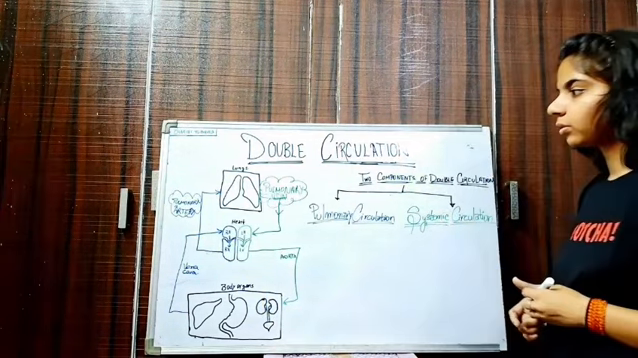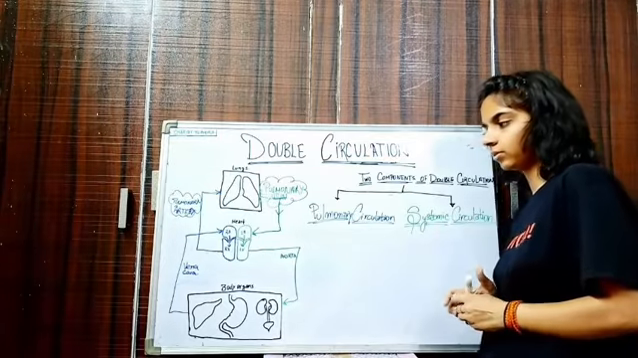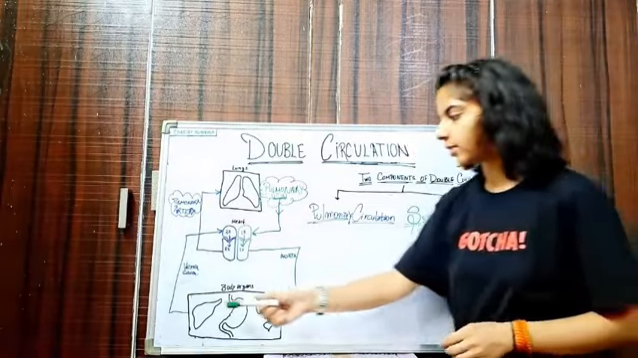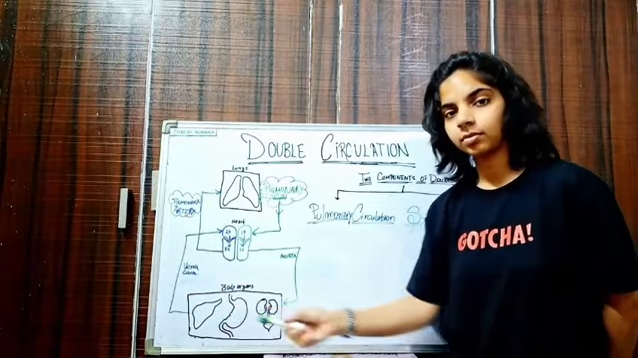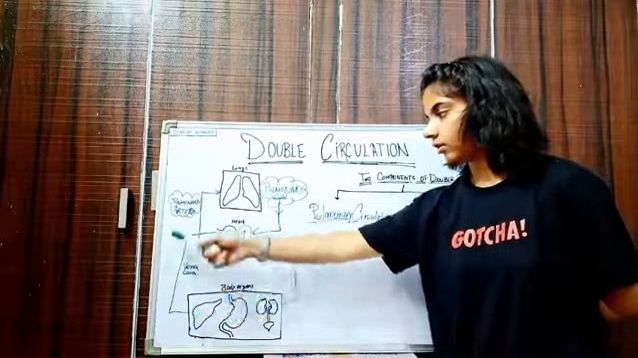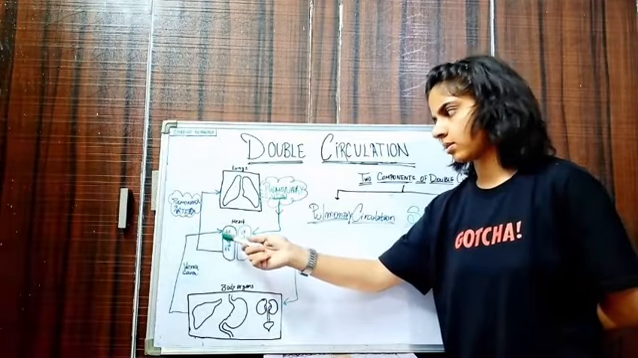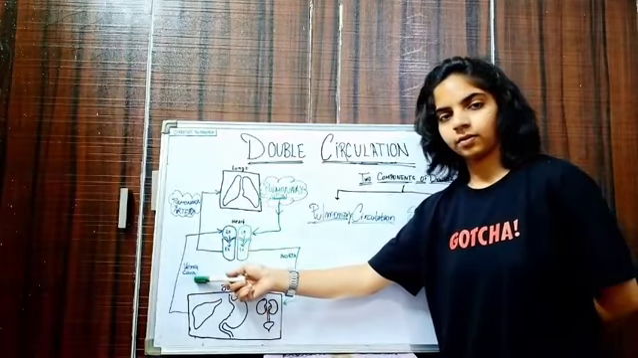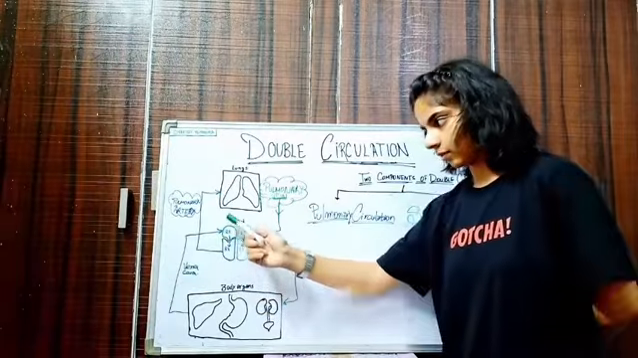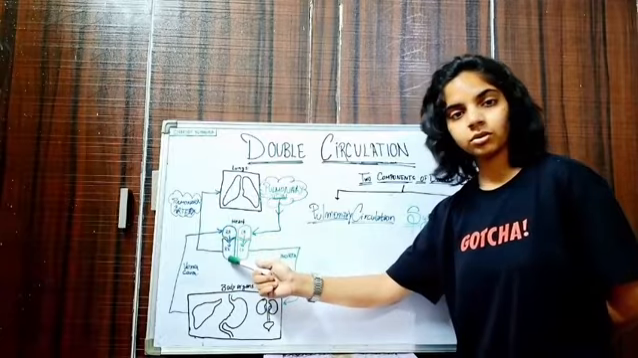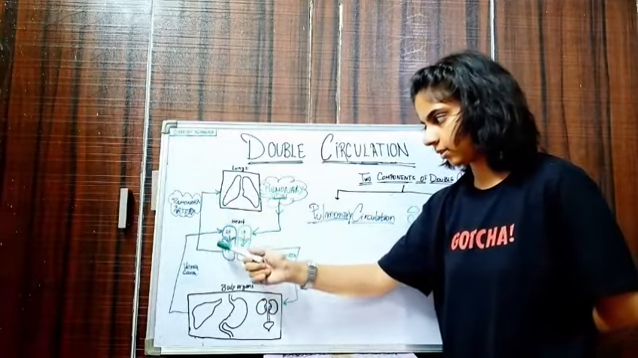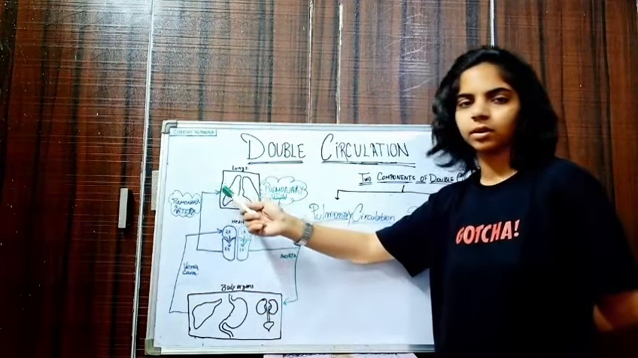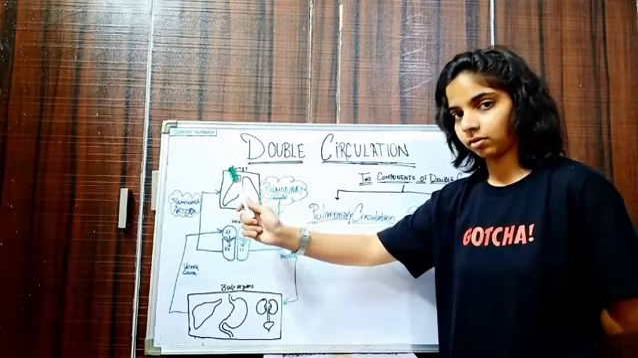So, four main names you need to remember by heart here. The first is the one that carries deoxygenated blood from body organs to the right atrium, or you can say to the heart. Basically, it is the right atrium specifically. That is vena cava. From the right atrium, the blood goes to the right ventricle. It is deoxygenated blood. Now, from the right ventricle, the blood goes to the lungs for oxygenation.